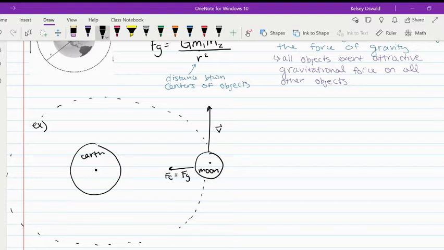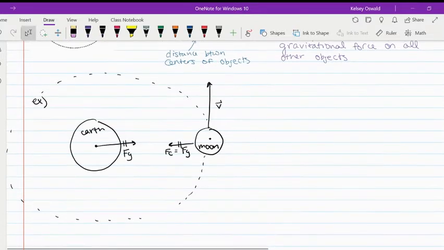And what's really cool here is that the force of gravity felt between the moon and the Earth is the same. So the moon is being pulled towards the Earth just as strongly as the Earth is being pulled towards the moon. But the reason why only the moon moves is because it is so much less massive.